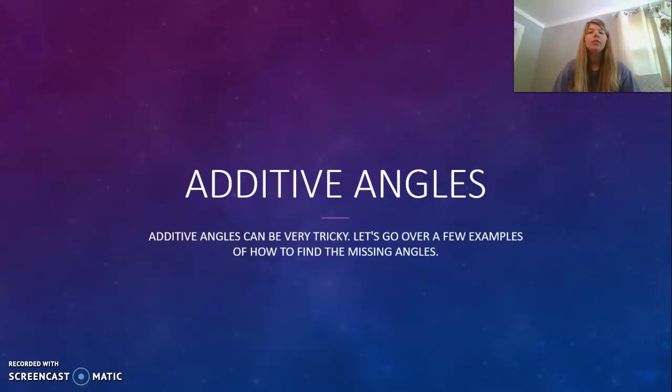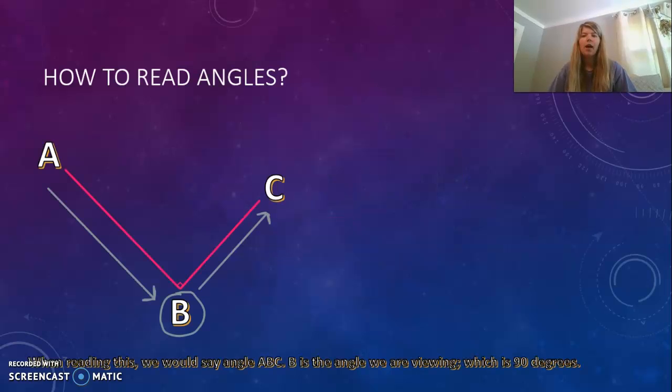Alrighty, so now to the tricky part, the additive angles. So we're going to go over a few examples and we're going to figure out how to find the missing angle. Alright, so to begin, this is very important. Whenever you're looking at an image and you're trying to decide how to read that angle, you're going to read it the same way that I have listed the arrows here.